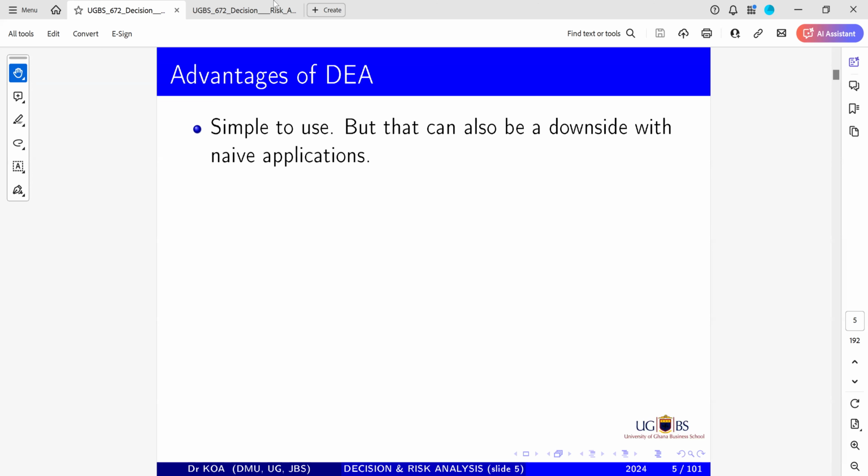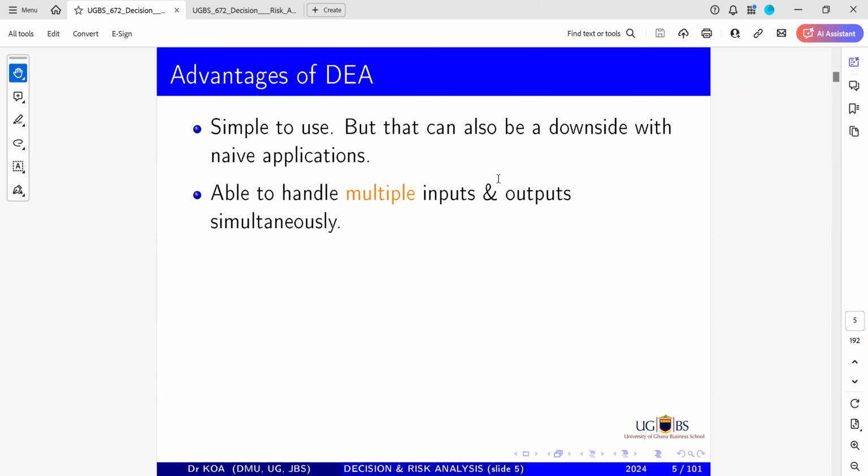Because it's easy to learn to drive, that's why there are more car accidents than there are when it comes to something related to this. So, very easy to use. Okay, that's an advantage. The second advantage of DEA is that it can, and this is big.